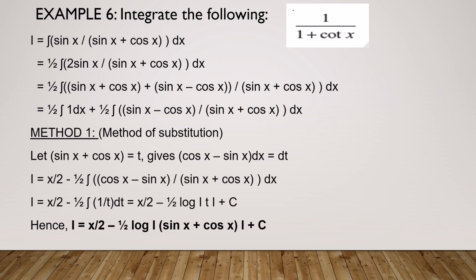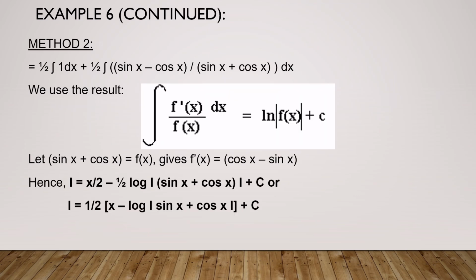So now I can use my substitution. It will become minus half into integral of 1 upon t dt, and that you know it is log mod t. So the integral is x by 2 minus half log mod t plus c. Again resubstitute the value of t and you get the final answer. Again we will see a next method.